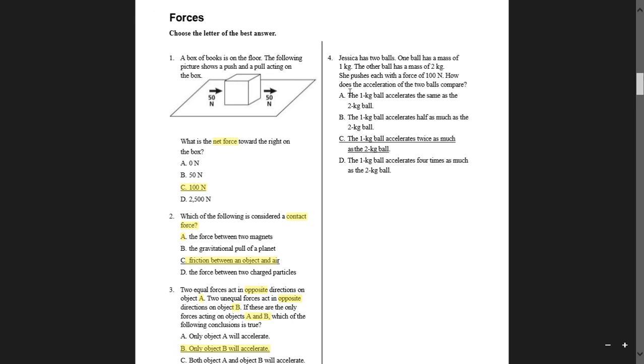The last question in this revision. Jessica has two poles. One pole has a mass of 1 kilogram. The other pole has a mass of 2 kilograms. We have two poles. The first one has a mass of 1 kilogram, the second one 2 kilograms. She pushes each with a force of 100 Newton. Okay. How does the acceleration of the two poles compare?